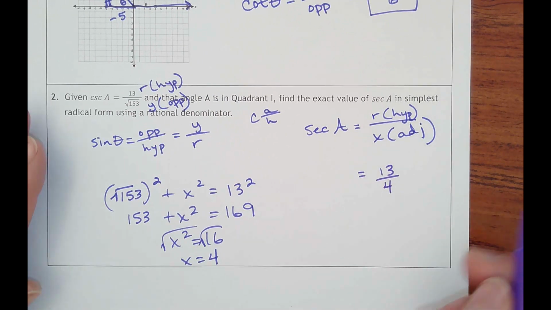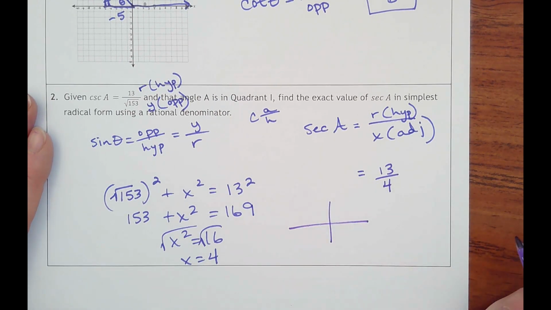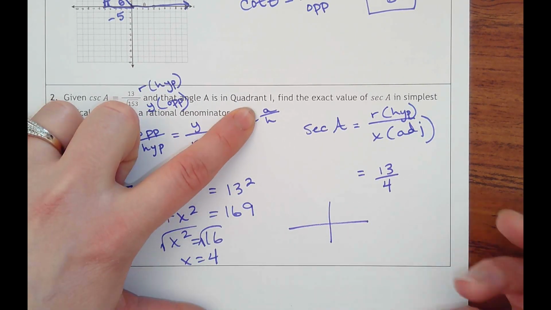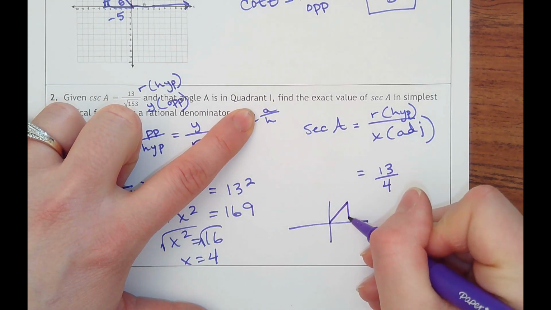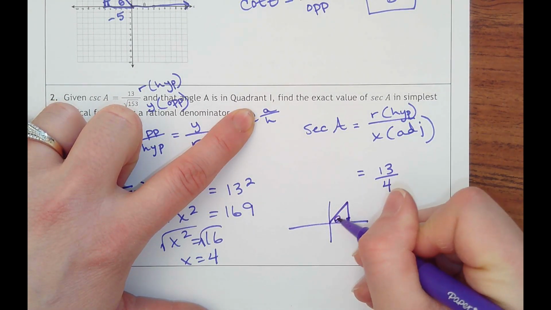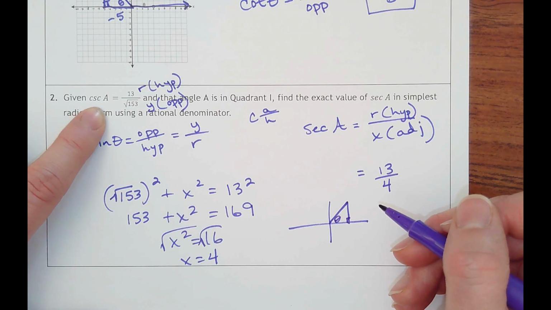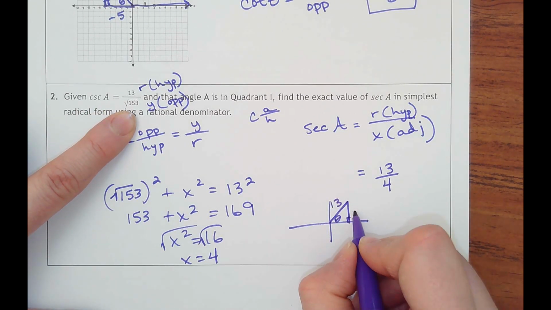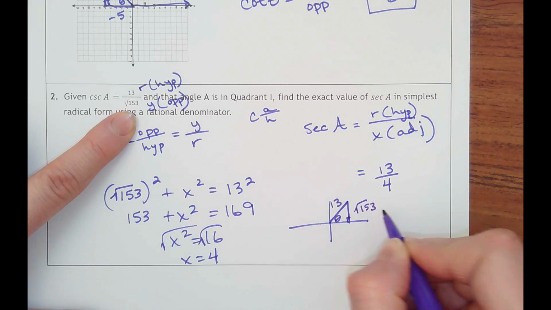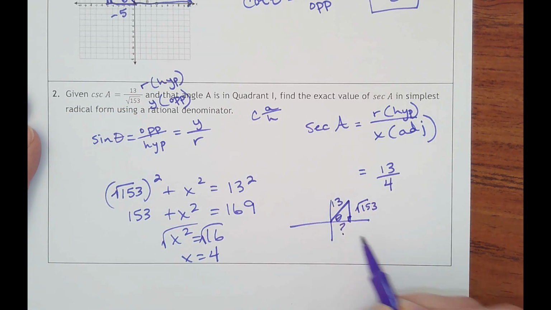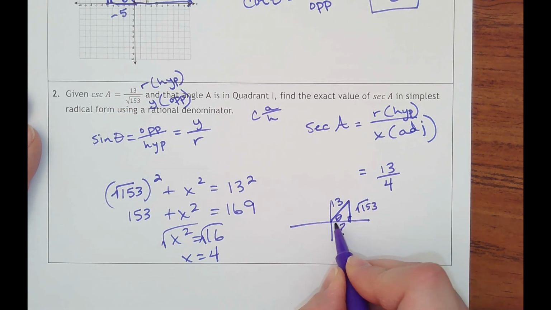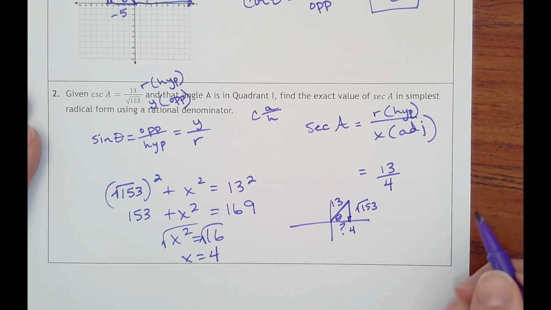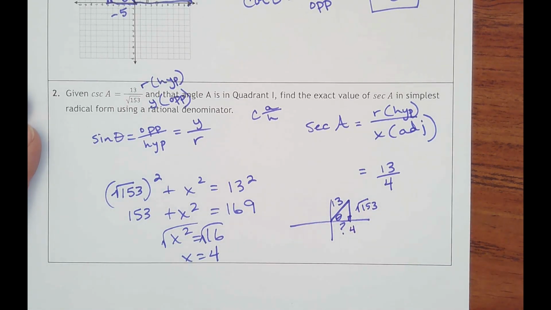So if that totally confused you with the x and y and r stuff, don't worry about it. Just put where that angle's at. It's in quadrant 1. And then you could label, so cosecant would be your hypotenuse over your opposite. And just do it that way like we've been doing, and we found that the adjacent leg, the x value, happened to be 4, and we put hypotenuse over adjacent. That's all we did.